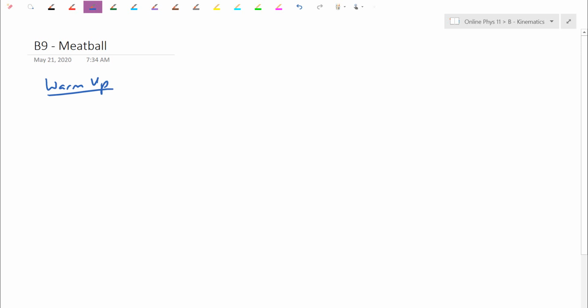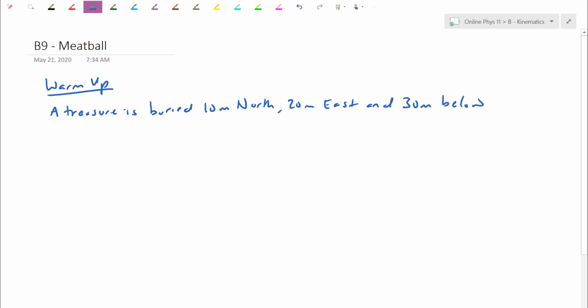I'm interested in adding a couple of vectors here. So let's start off with a question here. A treasure is buried 10 meters north, 20 meters east, and 30 meters below ground. So I'm keeping the numbers fairly simple. So we have those sort of three directions there. The question here is, can you calculate the displacement?